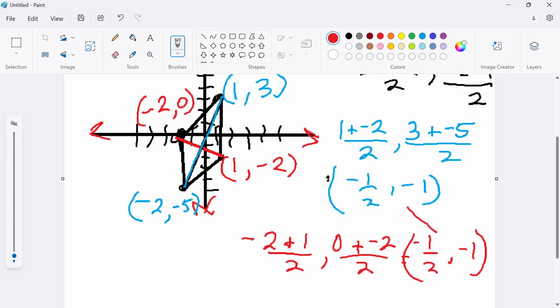And notice the midpoints are the same. It's the same point. So now I know that those two diagonals meet at the midpoint. In other words, they bisect each other. That's the easy way to do it.